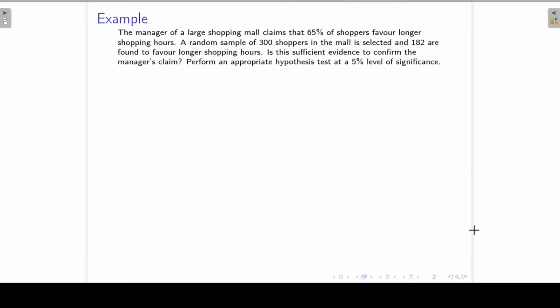Okay, so again, you know the steps for hypothesis testing. The first step is to state our null and our alternative hypothesis. So now our hypothesis is in terms of P, the population proportion, and no longer in terms of mu. So that's the first thing. And we are testing the null hypothesis that the population proportion is equal to 65% or 0.65.